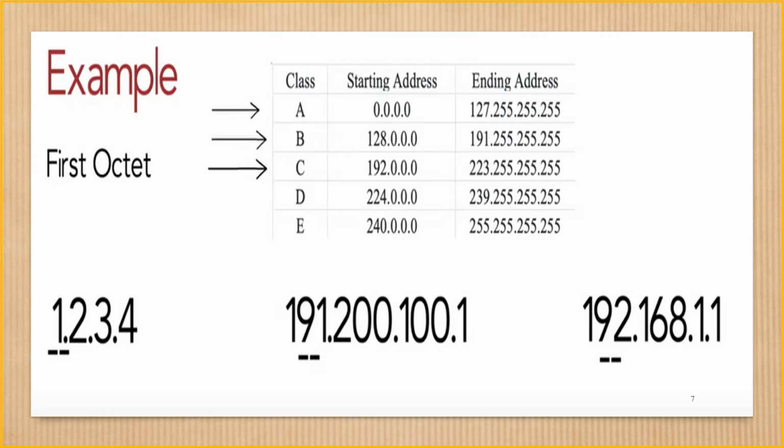This is the example chart, where the starting address, ending address, and the classes are defined for your understanding. So I believe now you have a better understanding of the classes of IP addresses.